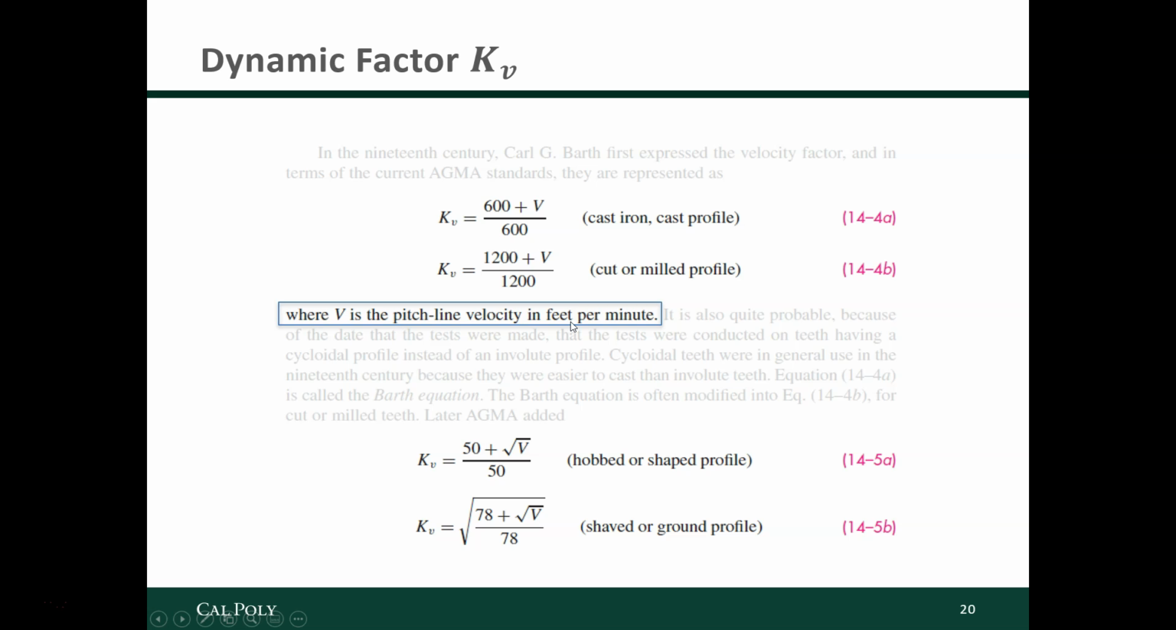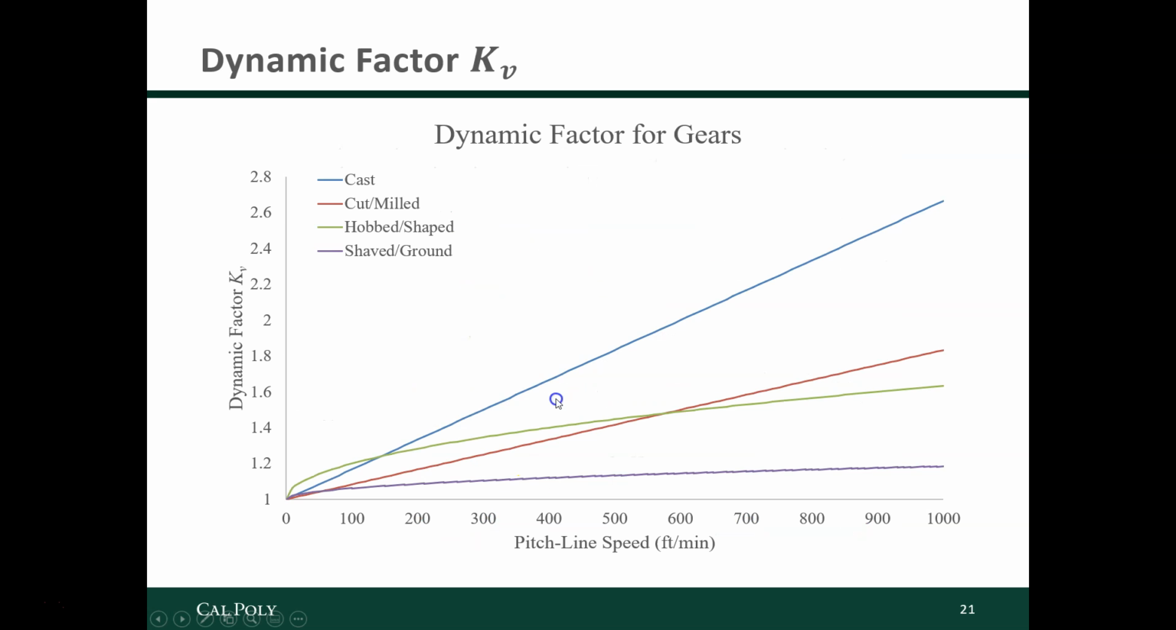Even though your gear teeth are measured in inches, like the diametral pitch is probably teeth per inch and the pitch diameter is in inches, you're going to need to make sure that you convert your pitch line velocity, which is the speed of the tooth tangent to the pitch line, to feet per minute in order to apply these equations. So let's look at the graphs of these.